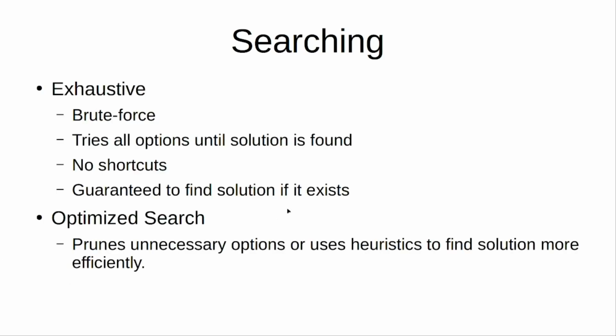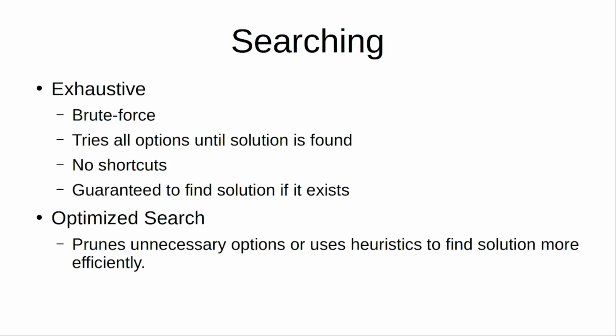So before we talk about searching, I wanted to talk a little bit about exhaustive versus optimized search. Searching is when you want to find a specific element of the array or the list. Maybe you want to return that element, or you just want to know what the position is. Either way you're searching. There's different types of searches.